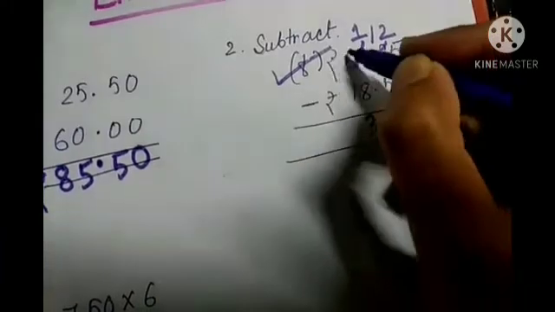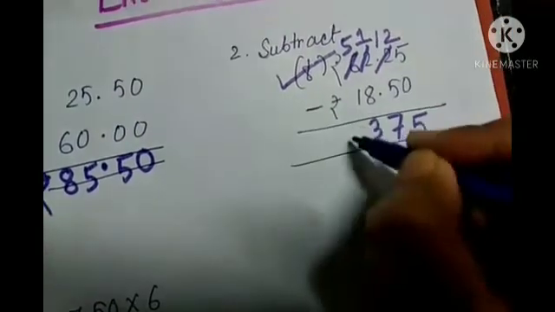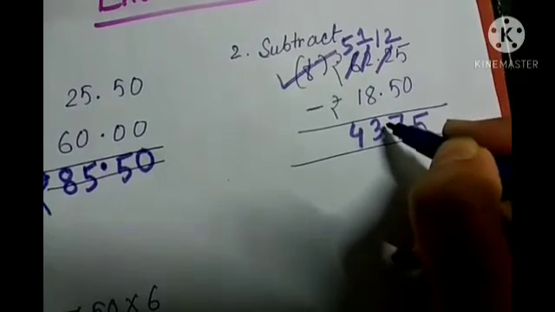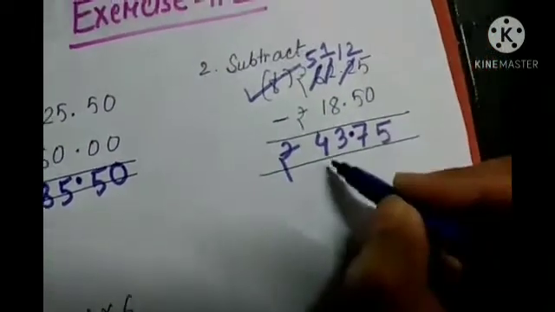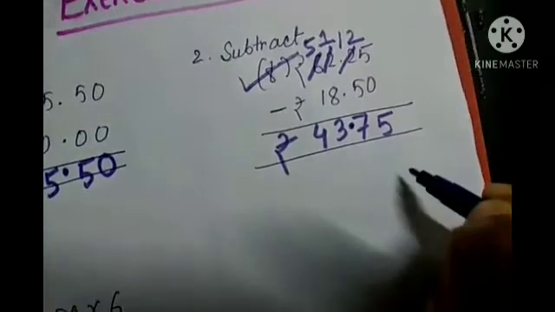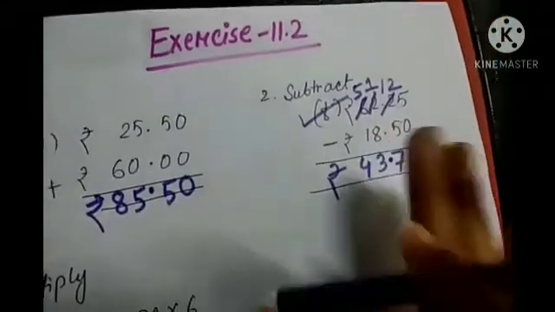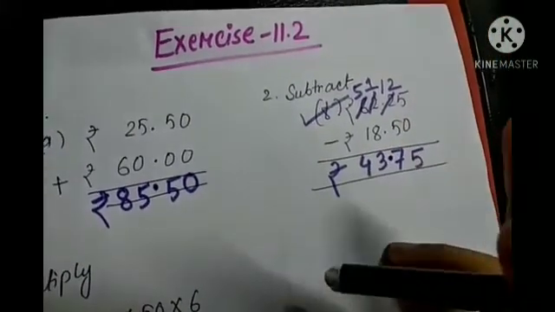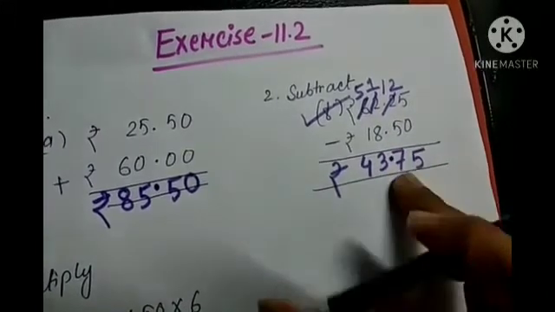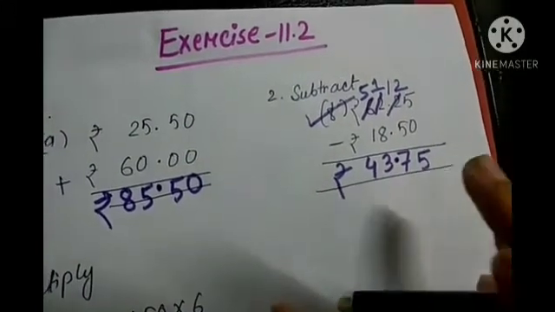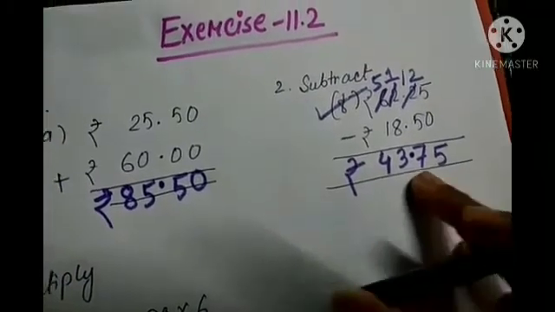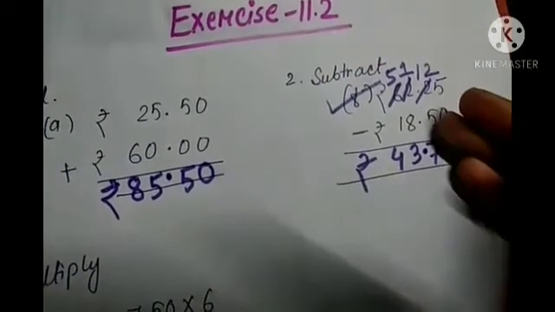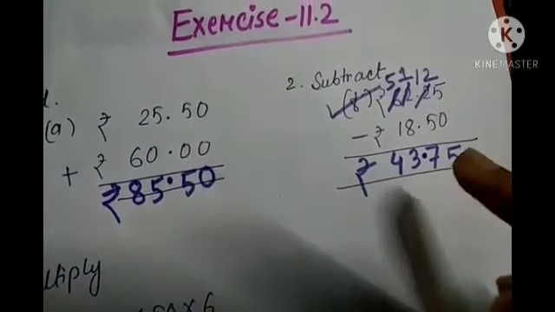And this 6 will become 5. 5 minus 1 will be 4, and in place of the point you have to put the point. So the answer is 43.75. Okay, in this way here also up to I is given, so you try to do it in your notebook by following the place values. If you do not place them correctly, then your answer will be wrong.